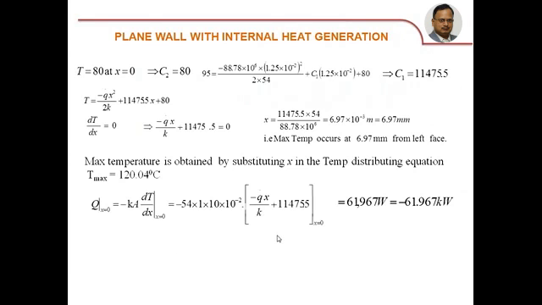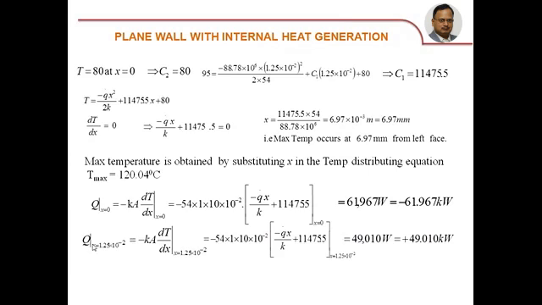Now how to determine the heat transfer? The heat flowing at x equal to 0, that is Q at x equal to 0, is minus kA dT by dx at x equal to 0. That is the heat at x equal to 0 by means of conduction reaching there and entering into the environment by means of convection. So it is minus 54, and the area normal to the direction of heat flow is 1 meter into 10 centimeter width, into dT by dx. The dT by dx is q dot x by k less 1147.5. You will get minus 61.967 kilowatts. Minus sign indicates it is going towards left side.